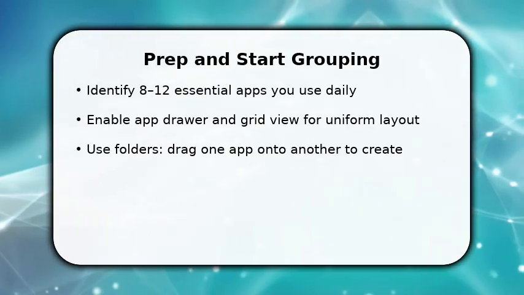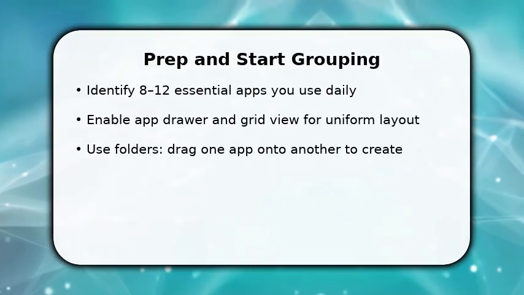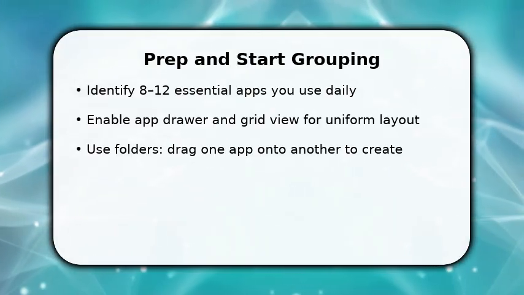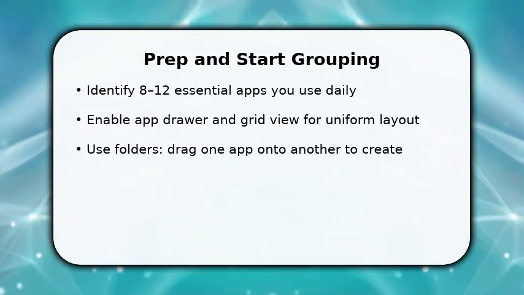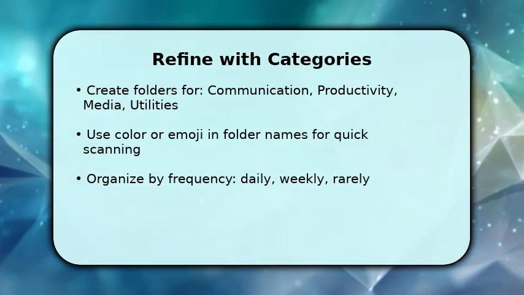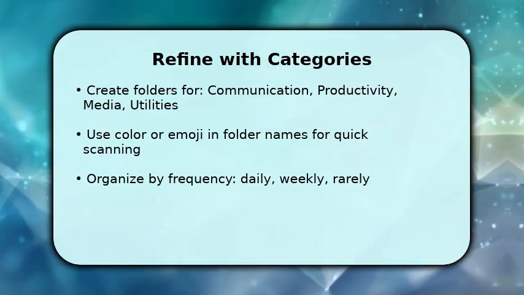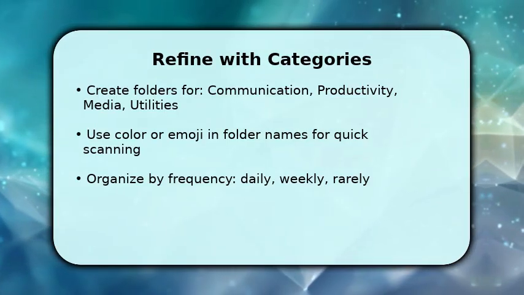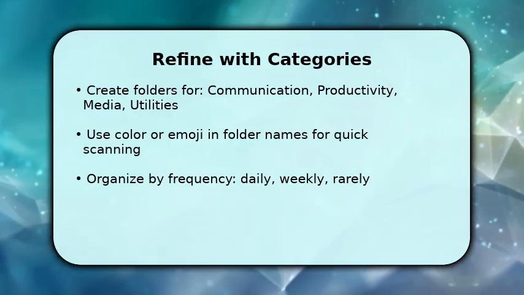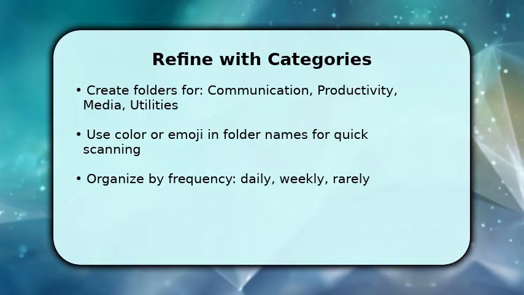Avoid stuffing everything in. Make sure to leave room for 1-2 frequently used widgets and set a consistent grid so icons align and scrolling stays predictable. Next, refine by category. Create distinct folders like communication, productivity, media, and utilities, then place apps based on use frequency. Explain how. Grouping by purpose reduces decision time and prevents duplicate apps across screens.